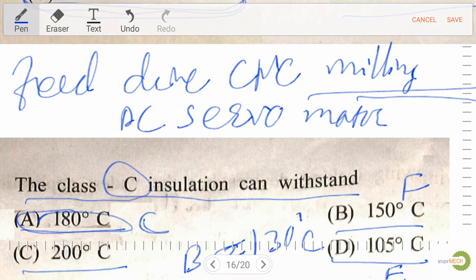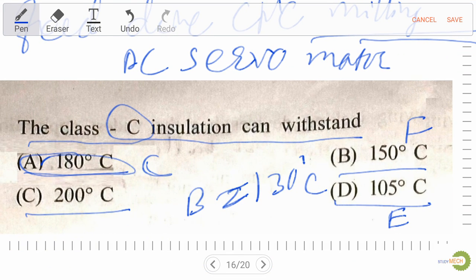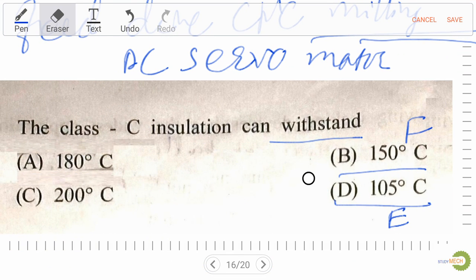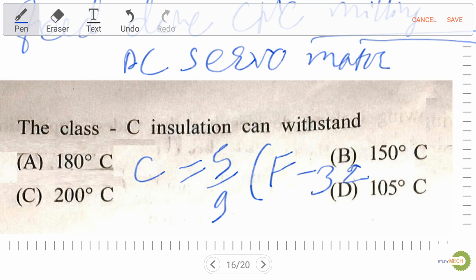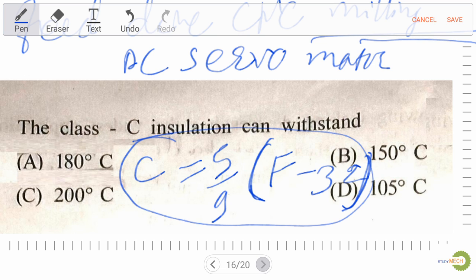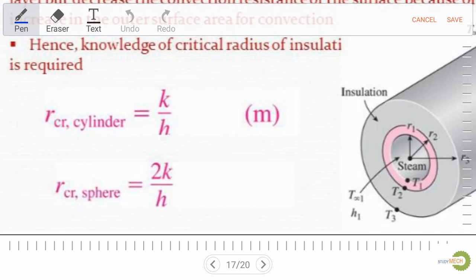Now there is a common equation to convert Celsius into Fahrenheit. So let's recall that equation, because in SSC this question is sometimes asked by the paper setter. Celsius, C is equal to 5 by 9 times (F minus 32). So C is equal to 5 by 9 (F minus 32). Remember this equation, very important. Now let's move to the next question.